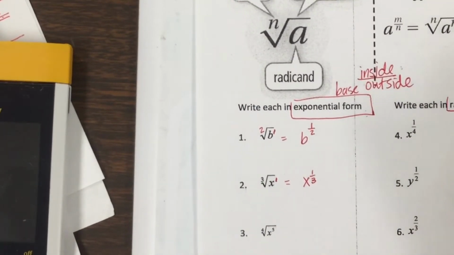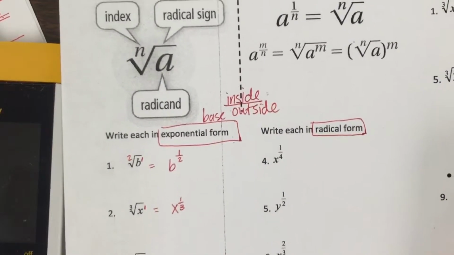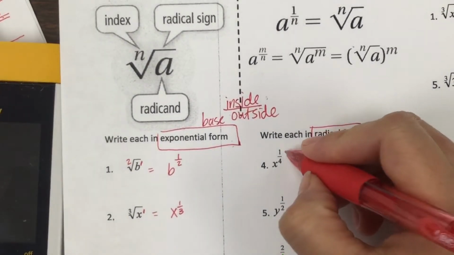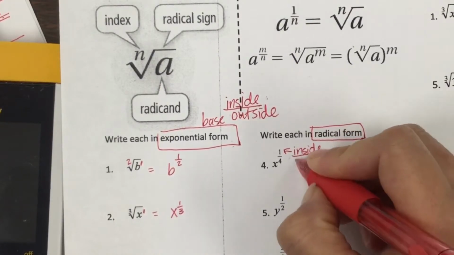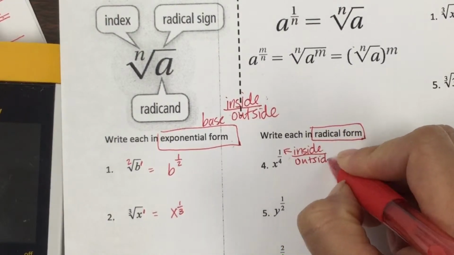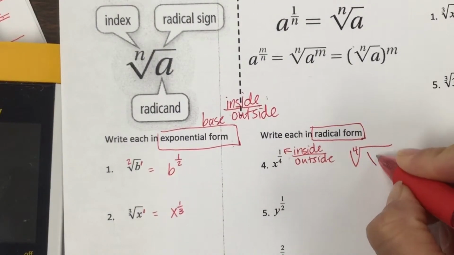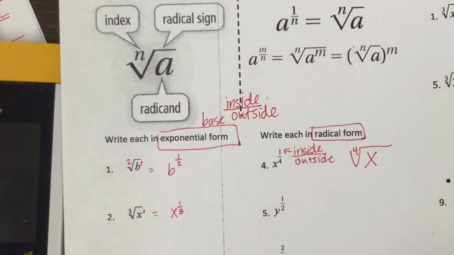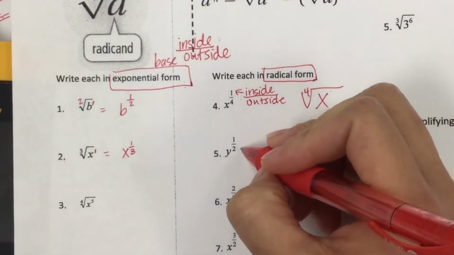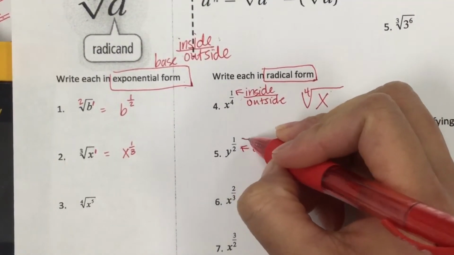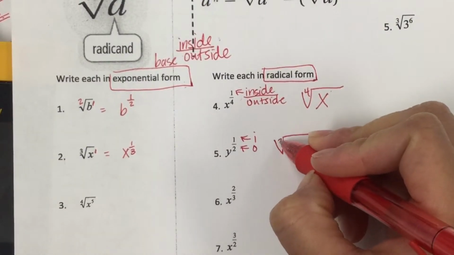Now when you're rewriting it in radical form, you want to identify the exponent as inside, divide, outside. So your radical, on the outside it's 4, x is your base, and the exponent is 1. Same thing with y. This is the outside, this is the inside, radical 2.